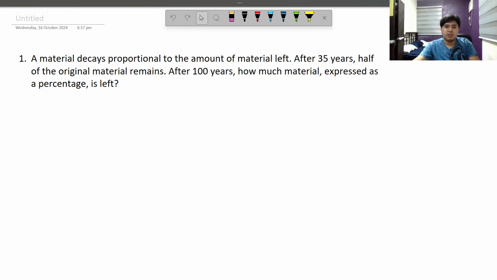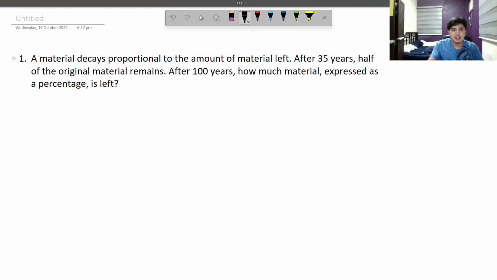Material decay is proportional to the amount of material left. After 35 years, half of the original material remains. After 100 years, how much material, expressed as a percentage, is left? Now, it asks for the amount of material left after 100 years.